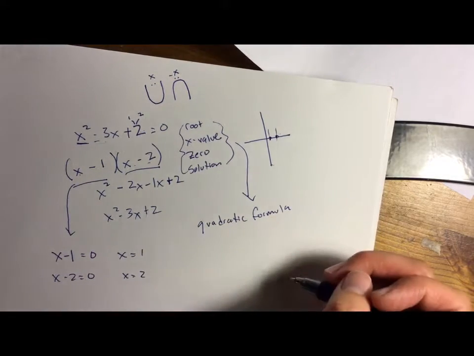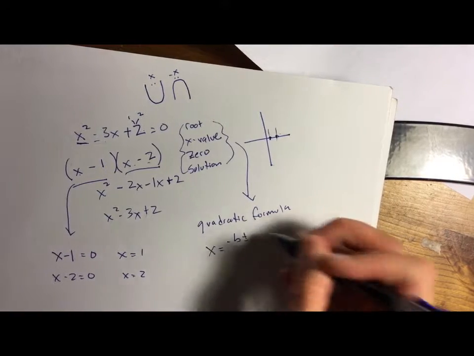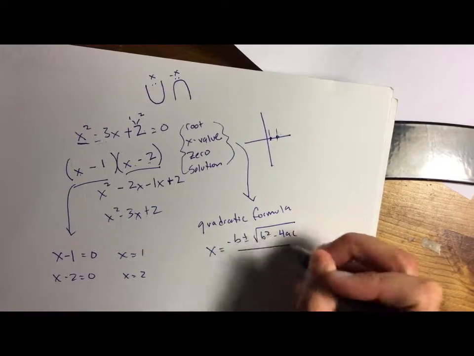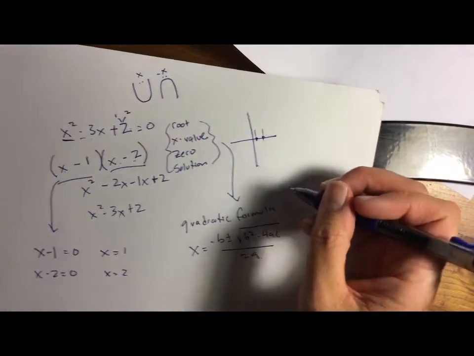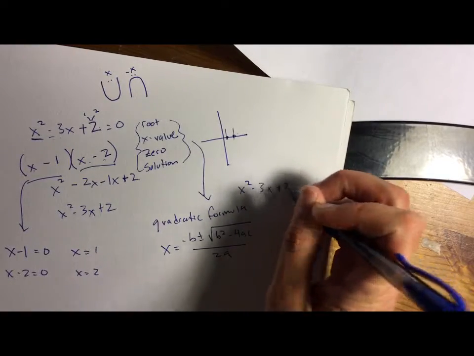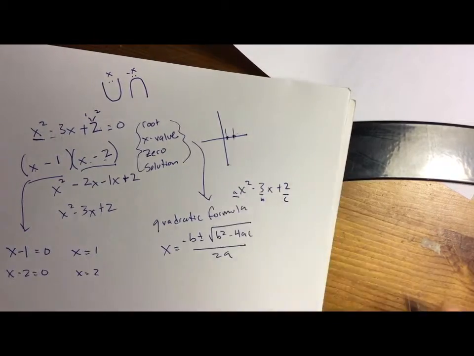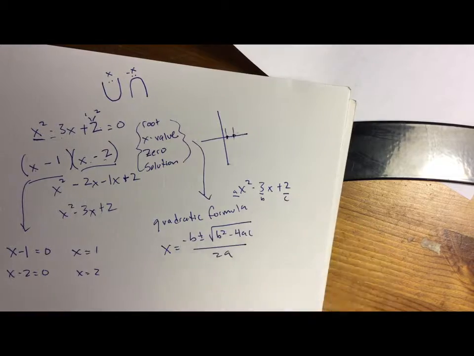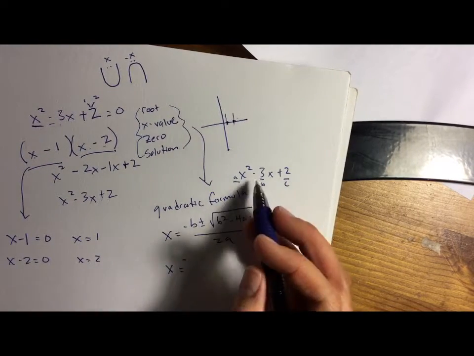Remember, the quadratic formula is x equals negative b plus or minus the square root of b squared minus 4ac, all over 2a. Let me write that formula here. We have x squared minus 3x plus 2. This is a, this is b, and this is c. So a is 1 in this case, b is negative 3, and c is 2. So if we rewrite the quadratic formula, negative 3.